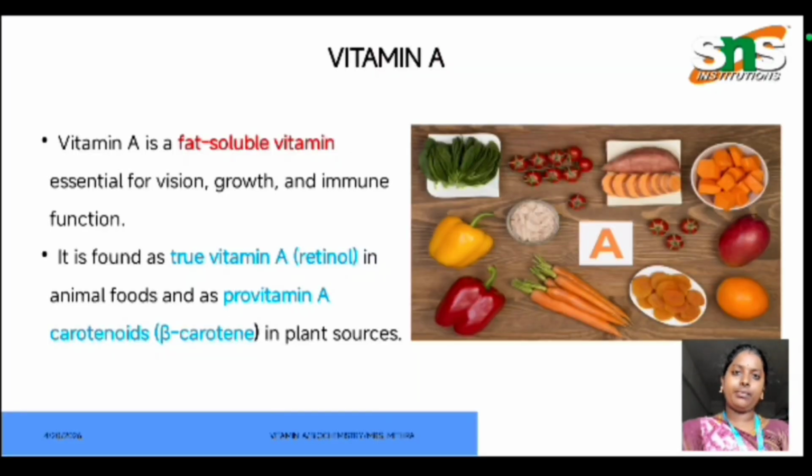So coming to vitamin A, it is a fat soluble vitamin and it is mainly essential for eye vision, growth and immune function. It is found as true vitamin A, retinol, in animals and as provitamin A carotenoids, that is beta carotene, in plant sources. In animal foods it is present as retinol, and in plant sources it is present as beta carotene.